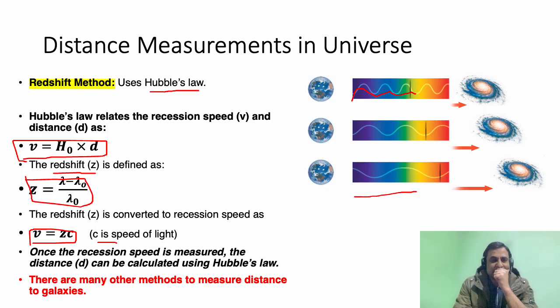So once you know v, you can put it back into Hubble's law here, and this Hubble constant you already know. Now you already know the recession speed v, so you can calculate d, which is the distance to that galaxy. So that's also one way, and it can work to very long distances away. Okay, so these are some typical methods which are used to calculate how far away a galaxy is from us. But of course there are many other methods which are used in science these days.